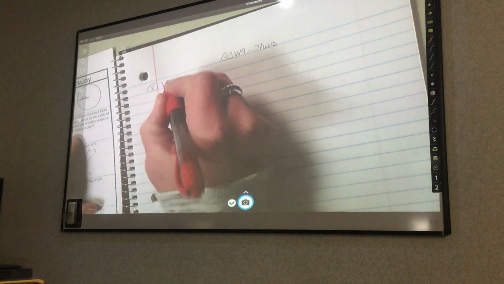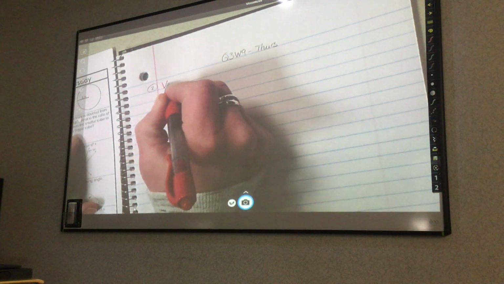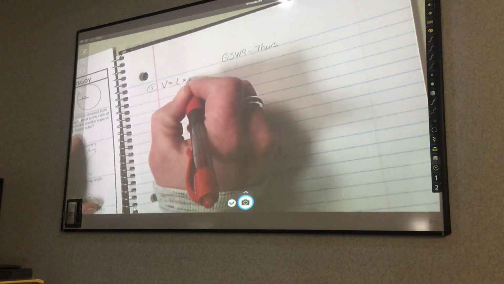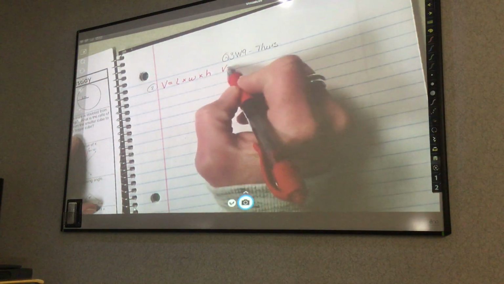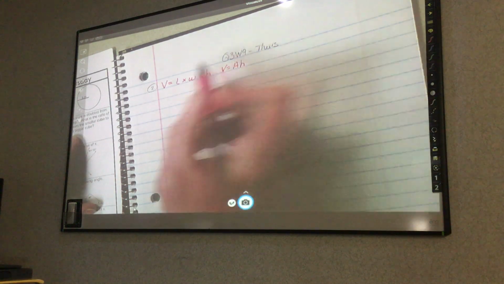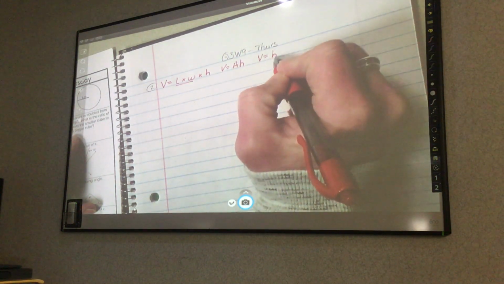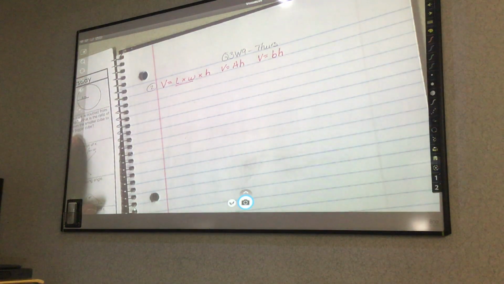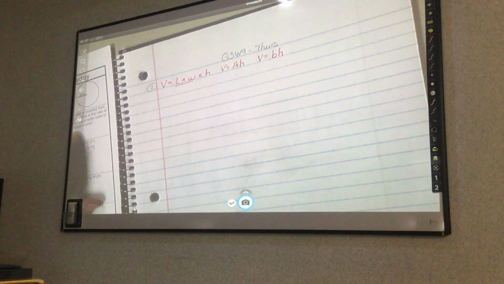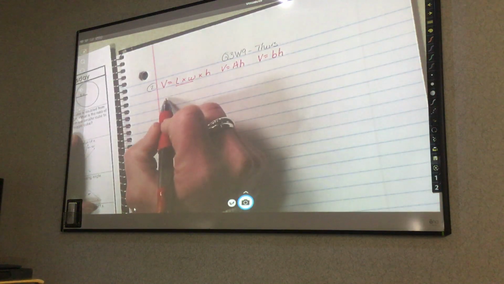And you need to write this down every single time. Volume equals length times width times height. Another way you can say that, volume is the area times the height, right? Because area is length times width. Or I can say volume equals the base times the height. You need to know all forms of that. I make my life easy.